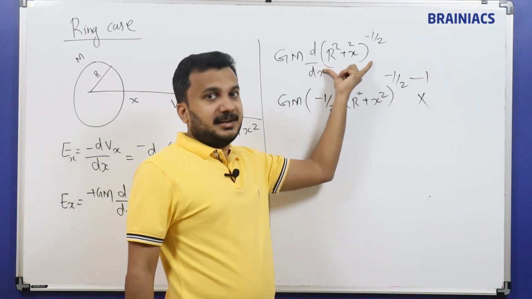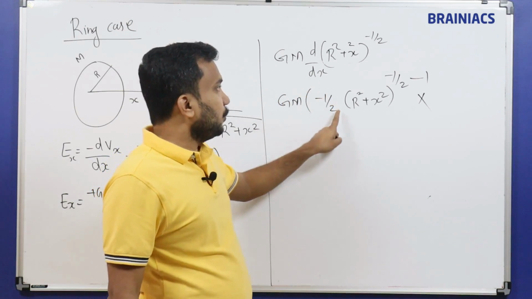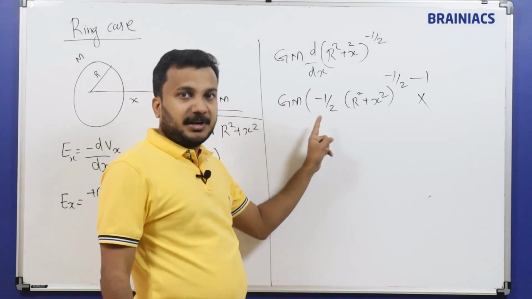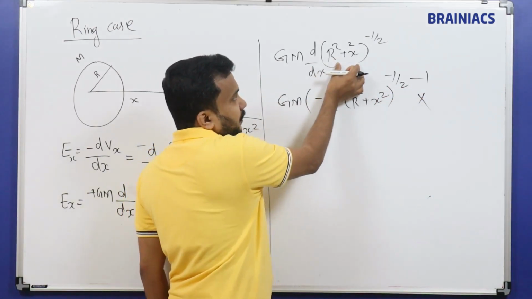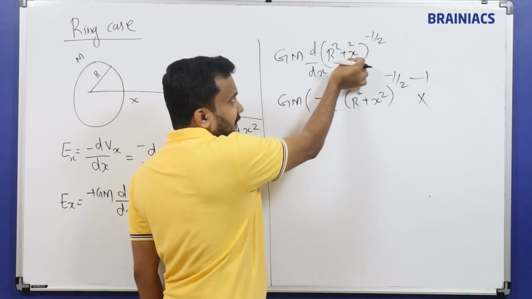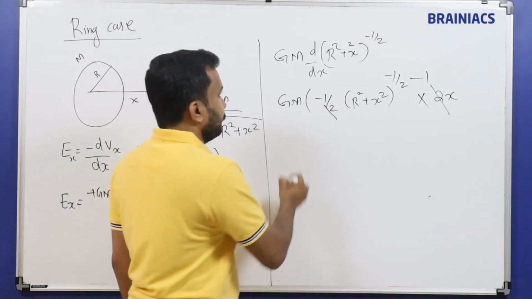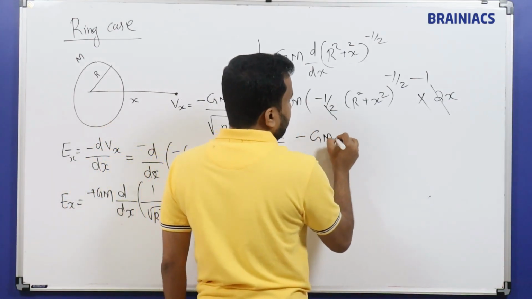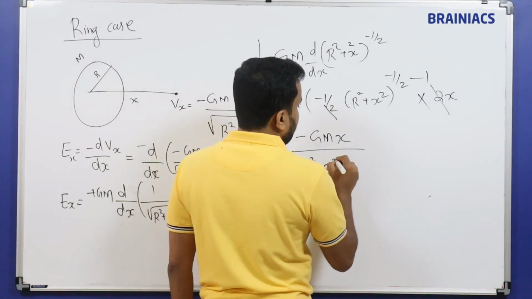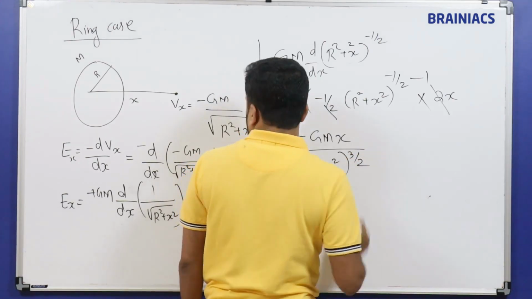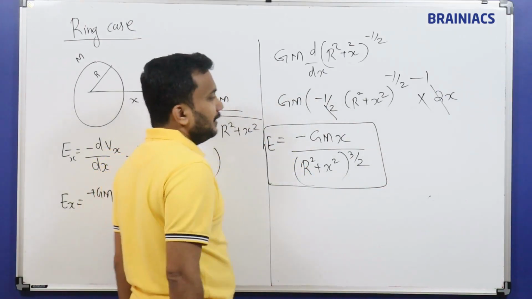We consider it like an x power formula: x power minus 1 by 2 means minus 1 by 2, and x raised to n minus 1, into the differentiation of this one. r square differentiation is 0 with respect to x, x square differentiation is 2x. So these two and these two cancel. Finally what we got is minus GMx divided by, this is minus 3 by 2 that comes to the denominator, so r square plus x square whole power 3 by 2. And this is the expression for gravitational field intensity for a ring.